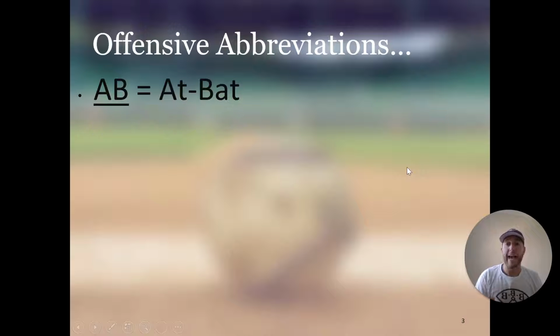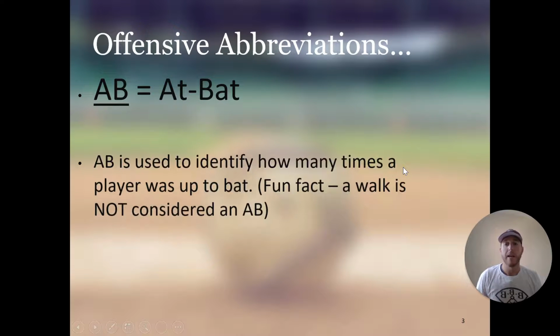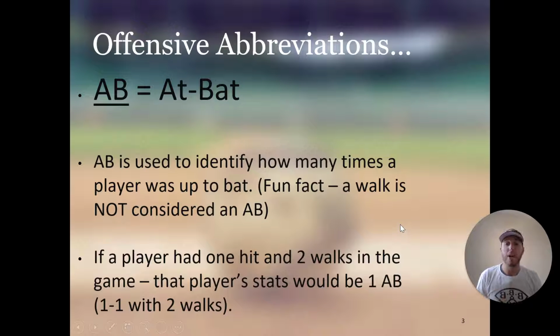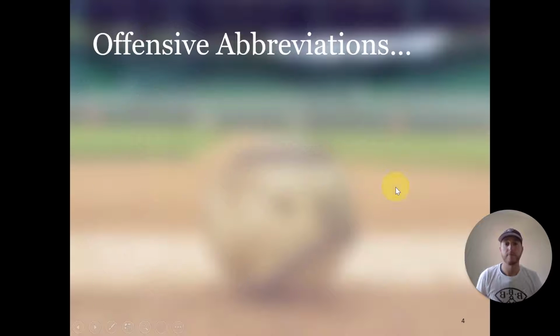The first one is AB. Whenever you see AB, it means at bat. AB is used to identify how many times a player was up to bat. A little fun fact is a walk is not considered an at-bat. If a player had one hit and two walks in the game, that player's stats would only have one at-bat. Their stat line would be 1 for 1 because they got a hit, but then they would have two walks, because the walks do not count as at-bats.